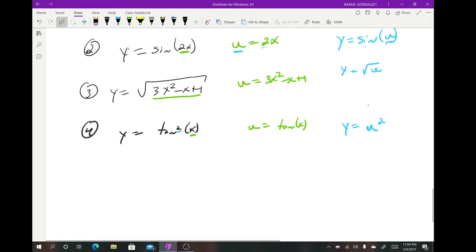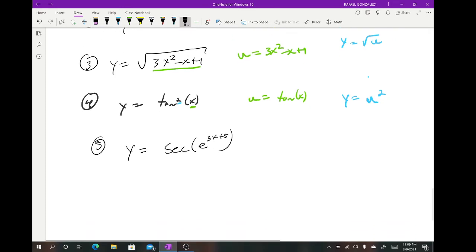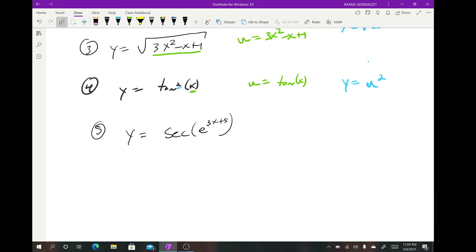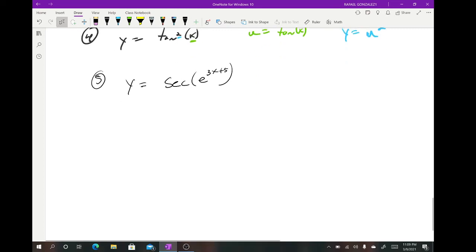So understanding what the composition is goes a long way. I'll leave one more as an exercise to see if you can identify what the composition will be. And that will be secant of e to the 3x plus 5. Okay? Let's do an example actually computing a derivative by using the chain rule.